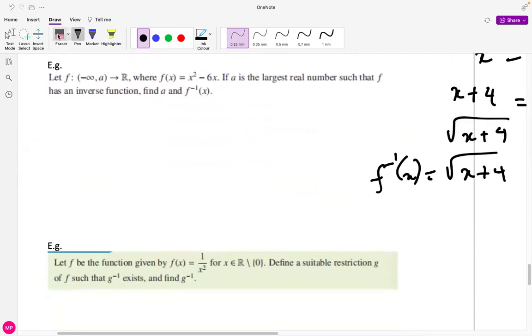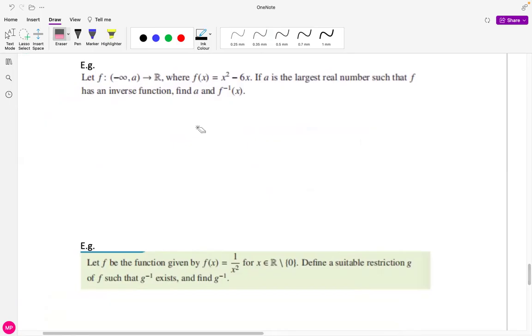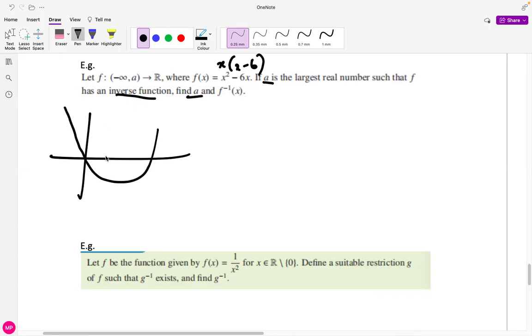Okay, here's another example. Pretty much the same thing, but in this case, you can see that they go to negative infinity instead. Here, we do the same thing. To find a, we need to restrict it. So we factorize that as x times x minus 6. We have a parabola that looks like this, passing through 0 and 6. Now, because we want to restrict the domain negative infinity to a, so we know that to make it one-to-one, it has to be here. Okay, so we cut these off.